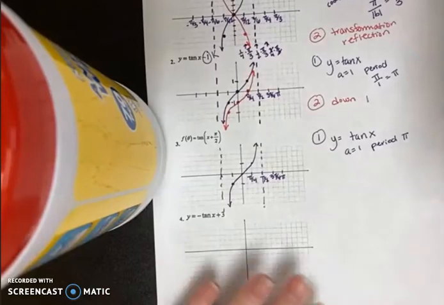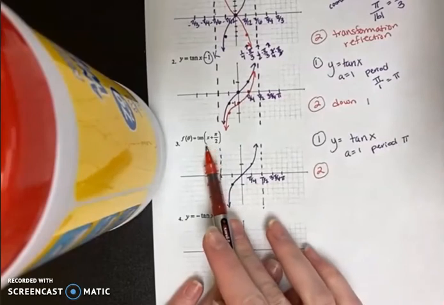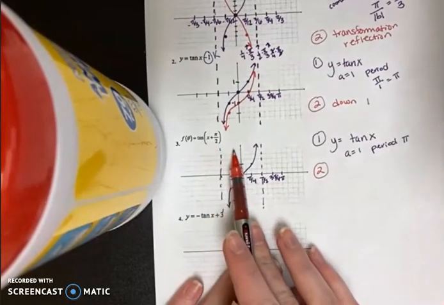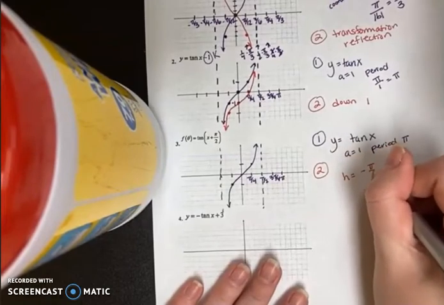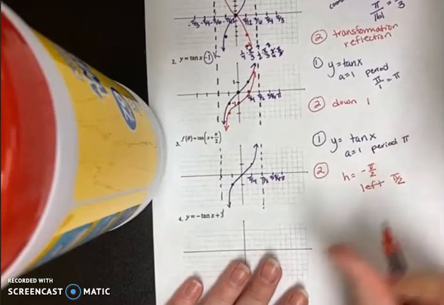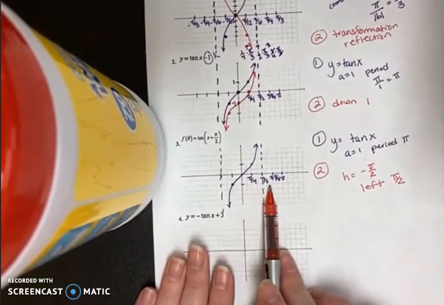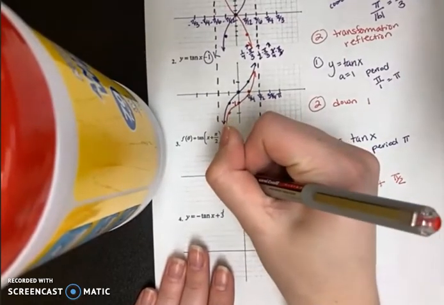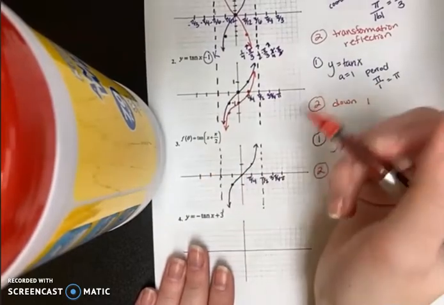The second thing I'm going to do is the transformation. Because it's the form x minus h, I know that h is a -pi/2, so I'm going to be moving it left pi/2 units. Now, pi/2 is 2 tally marks. So I need to move each asymptote and coordinate left pi/2 units.